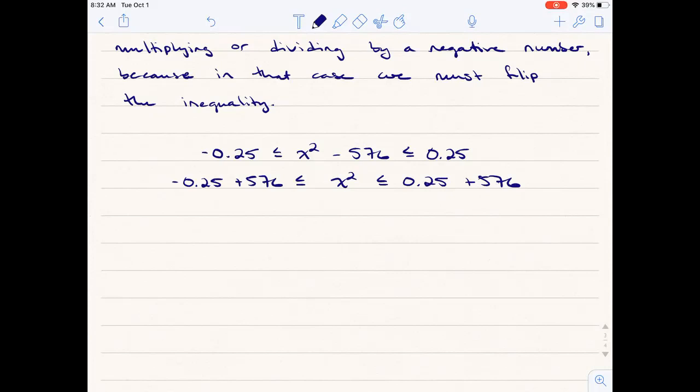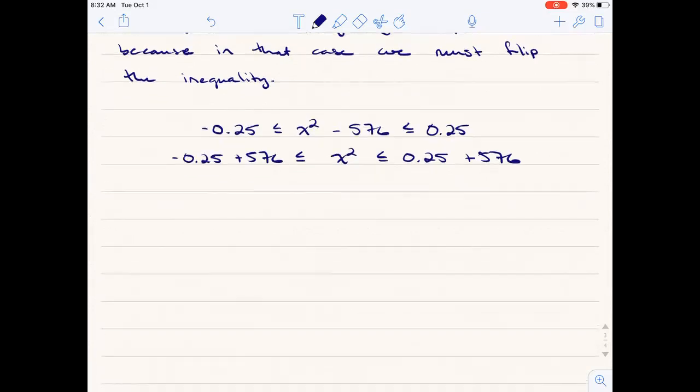Which is fair enough. What's this saying? This is saying that our area has to be between 576 minus 0.25 and 576 plus 0.25. You could have gotten here and avoided the absolute value signs, but we're practicing absolute values. Okay, so now we can take the square root of each of these sides. So now we're not just dealing with two sides, we've essentially got three sides, but we're trying to undo and find x in the middle.